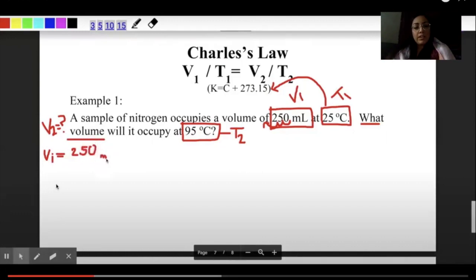So V1 is going to be 250 milliliters. We don't want milliliters, so we have to move the decimal back 3 times in order to make it liters. That'll be 0.25 liters.